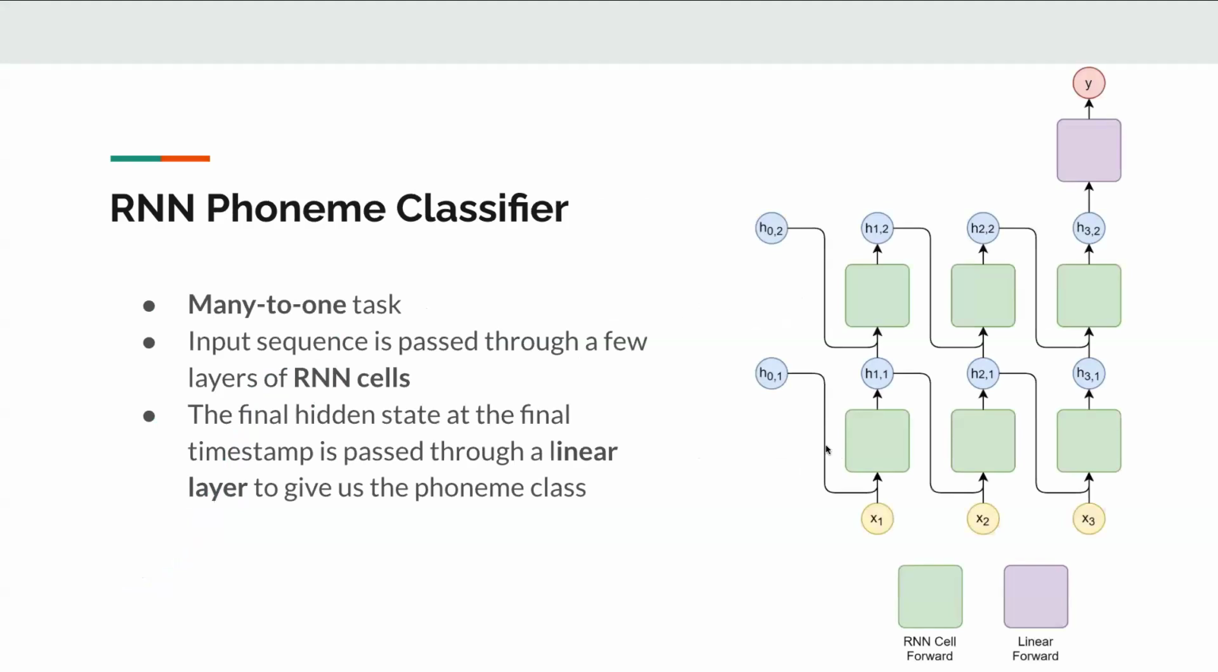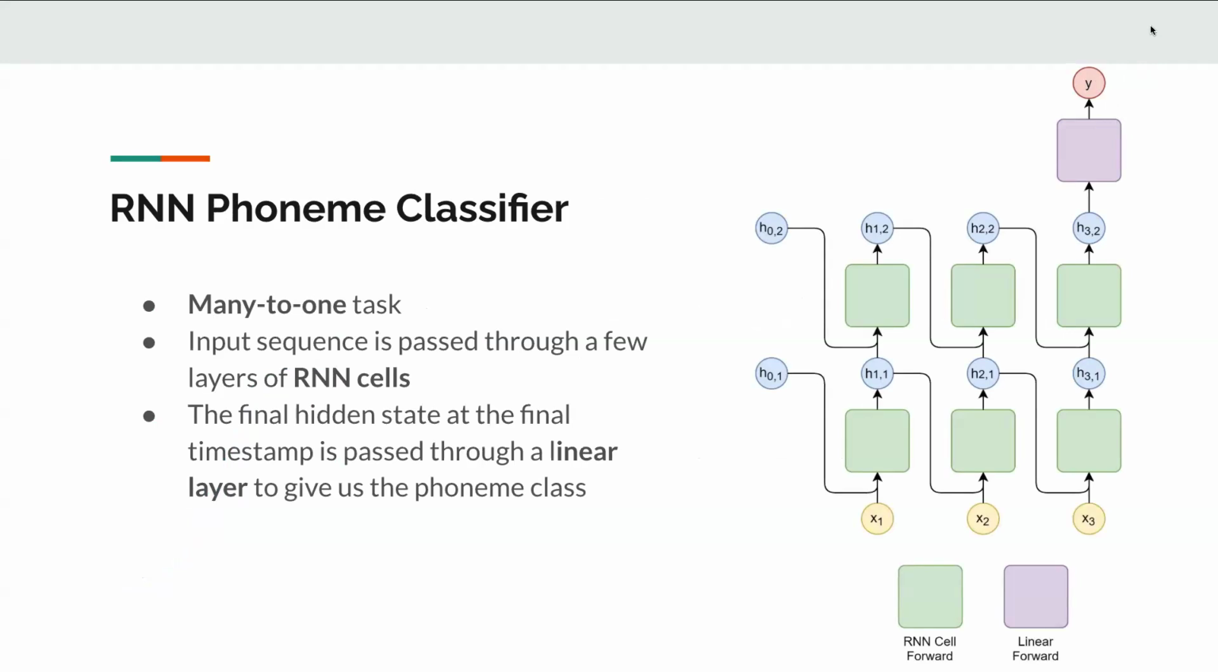So what we will be giving you really is phoneme. I would call this a many-to-one, in that the inputs are many, but we will expect one output, which is essentially a few layers of RNN cells.